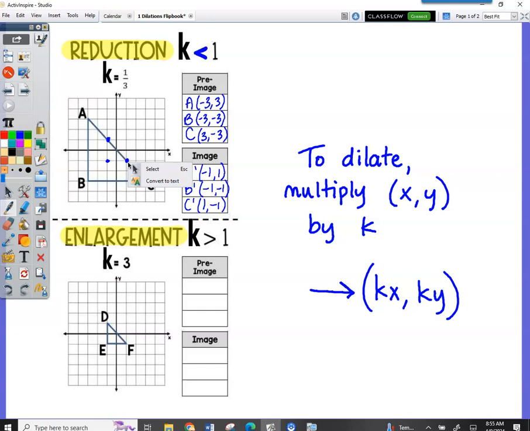So we played mini golf this morning. Love it. I would love to show you actually, because you successfully dilated this triangle by a factor of 1/3, and it reduced, it shrunk in size. What do you think is going to happen when I dilate by a factor of 3?